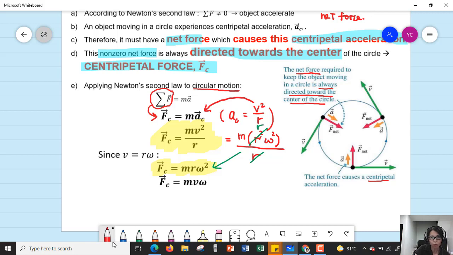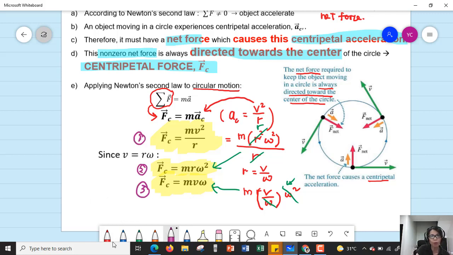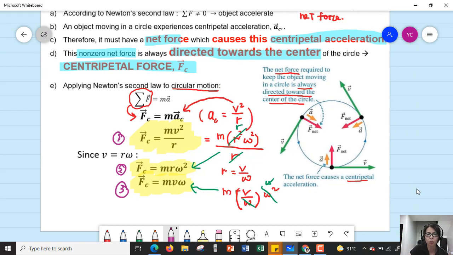And then we have v equal to r omega, so r is v over omega. Putting it in, m times v over omega times omega squared. One of the omega is cancelled, so we have m v omega. This is another equation to calculate the centripetal force. So we have three equations to calculate centripetal force. Which one you use depends on the information given in the problem that we want to solve.